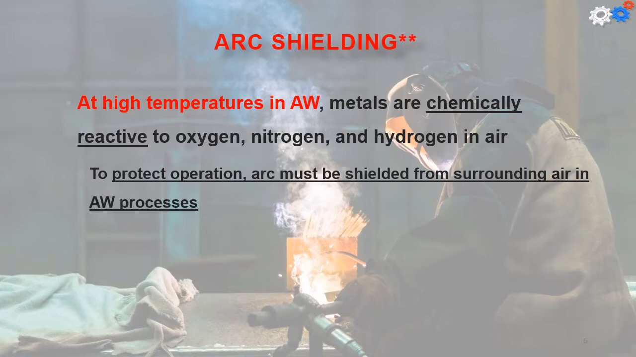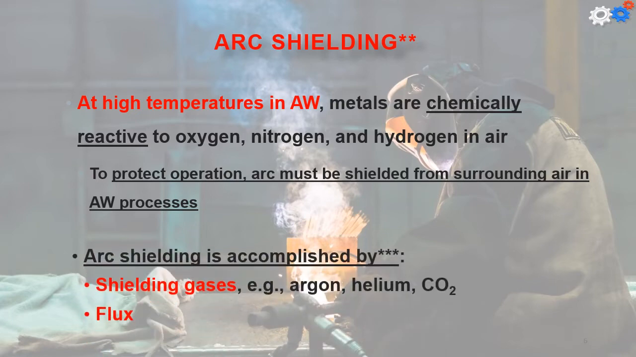At high temperature in arc welding, the metal is chemically reactive to the oxygen, nitrogen, and hydrogen in the air. To protect the operation, the arc must be shielded from the surrounding air in arc welding processes. Arc shielding is accomplished by either using shielding gases like argon, helium, or carbon dioxide, or by using flux.